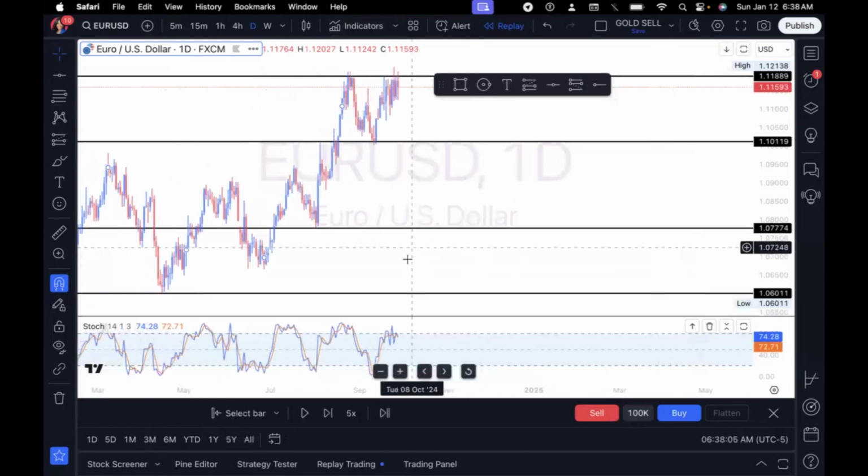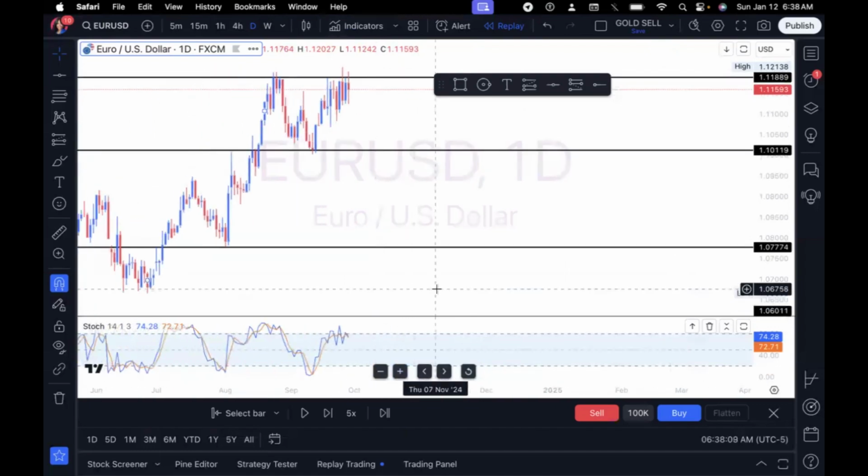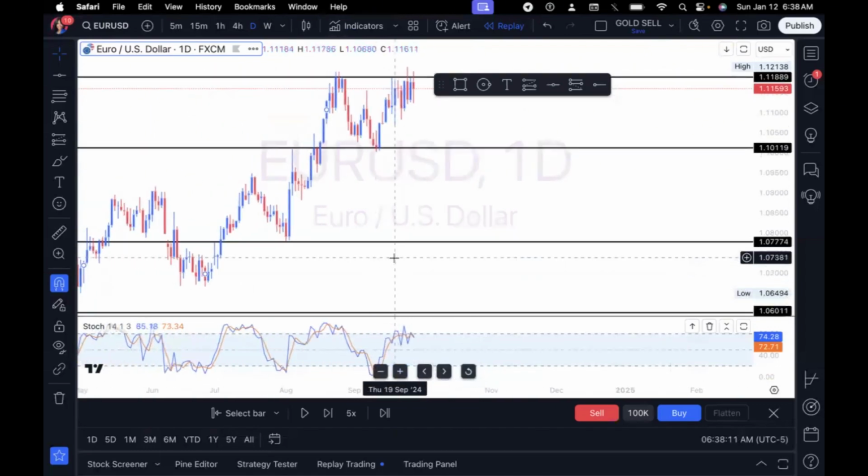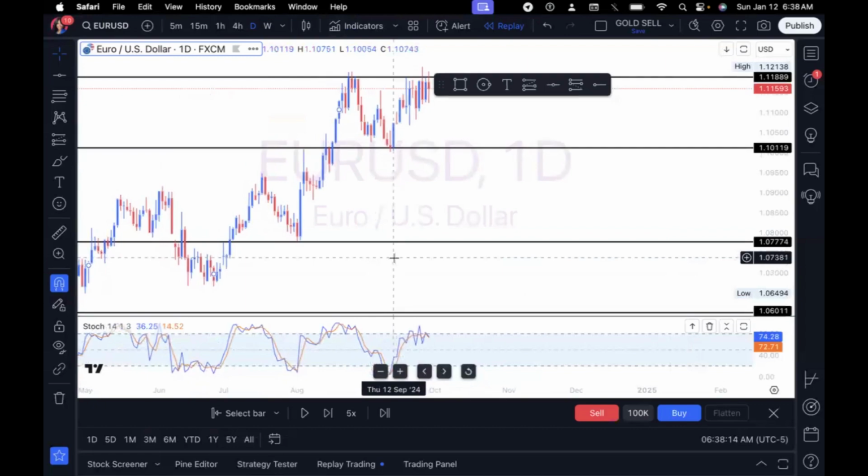Now, the stochastic is pretty simple to read, and this is how I like to use it. And you guys are going to understand why you want to ask yourself these questions before just jumping into your trade.